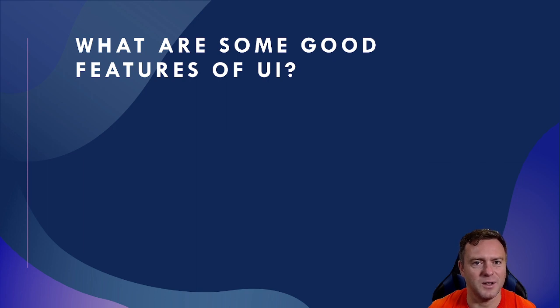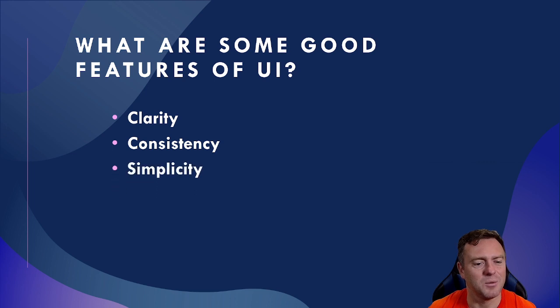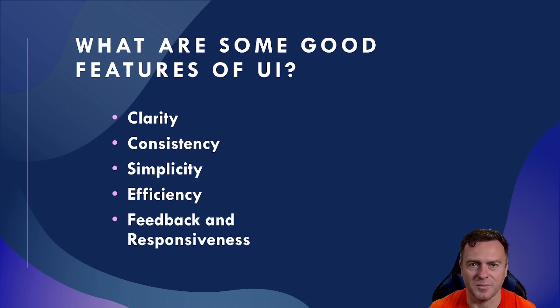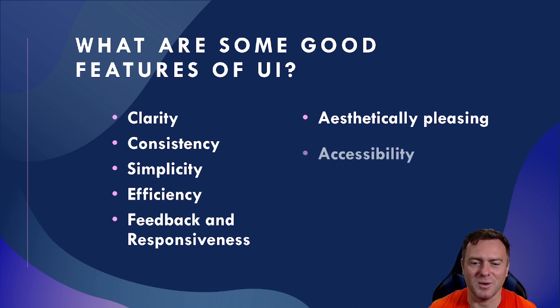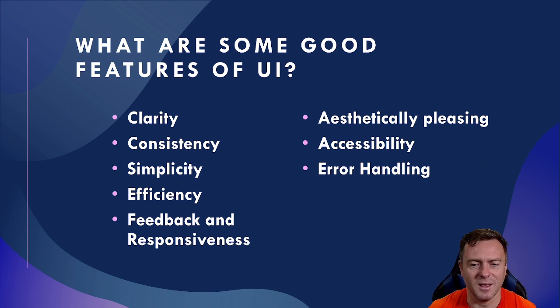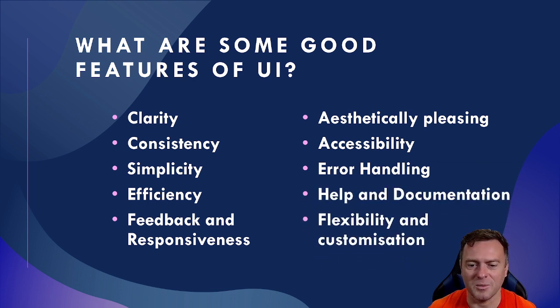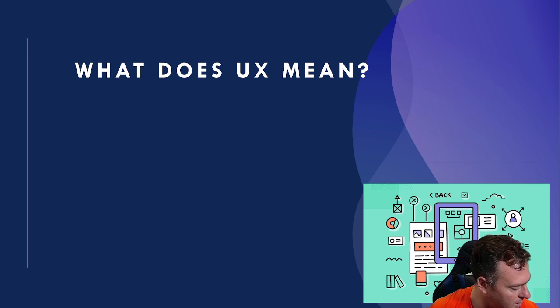So what are some of the good features of UI? Well, we want to have clarity. We want to have consistency. We want simplicity. We also want efficiency so that people can use it quite well. And then feedback and responsiveness. You also want to make sure it's aesthetically pleasing so people watching it can understand what has to happen. The accessibility, any error handling and how that looks. Some help and documentation so other people can pick it up and understand what needs to happen. And then flexibility and customization. So can people change it around so that it matches more their needs?